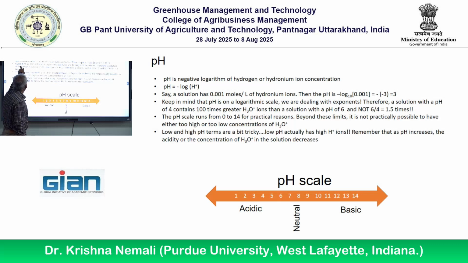So here is an example. Let's say the concentration of that hydronium is 0.001 moles per liter. So it's a concentration, right? That's how we measure concentration in chemistry. 0.001 moles per liter. The way you calculate pH is negative log 10 of that 0.001, which gives you minus of minus 3 becomes 3. That's how you get numbers.